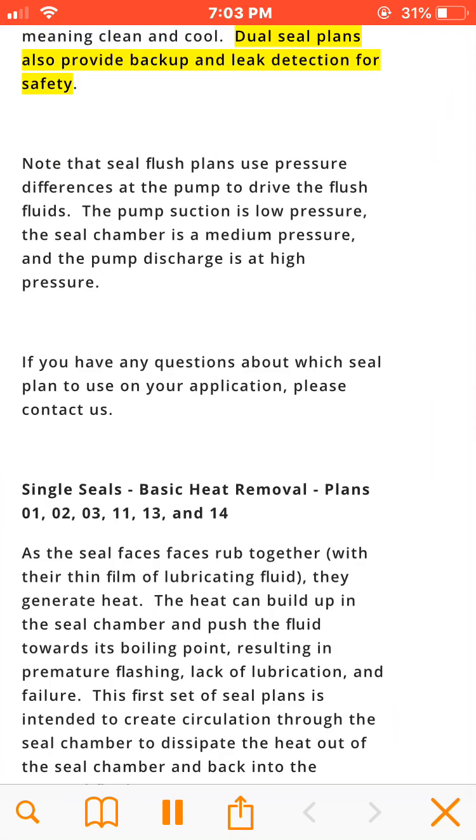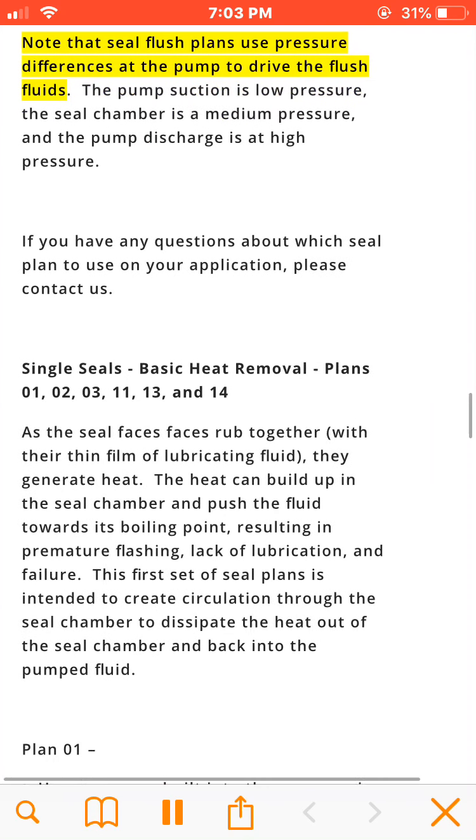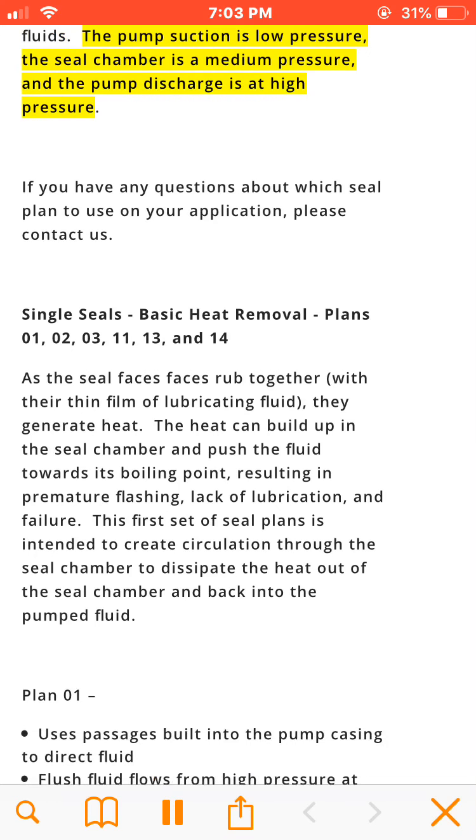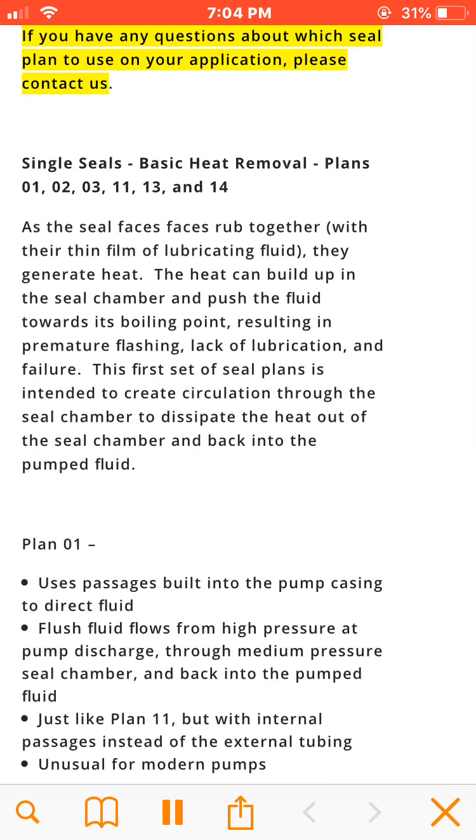Note that seal flush plans use pressure differences at the pump to drive the flush fluids. The pump suction is low pressure, the seal chamber is a medium pressure, and the pump discharge is at high pressure. If you have any questions about which seal plan to use on your application, please contact us.